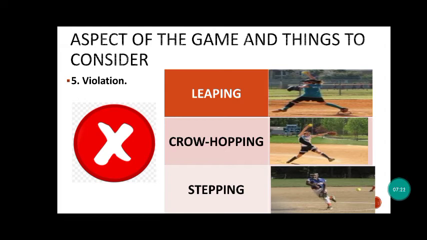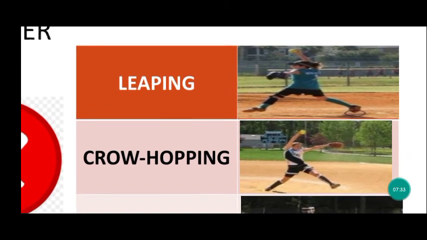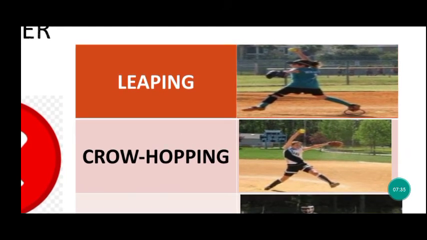The simple definition of leaping is the condition in which both feet of the pitcher are in the air at the same time. So, as you can see, both feet of the pitcher are in the air at the same time.